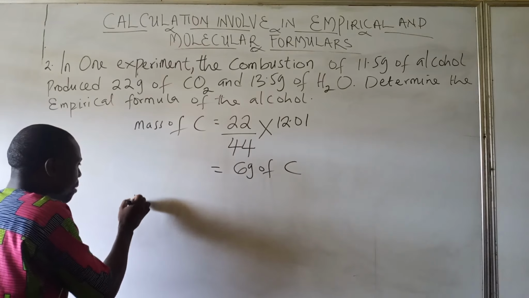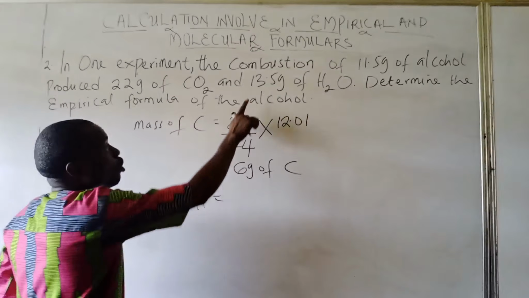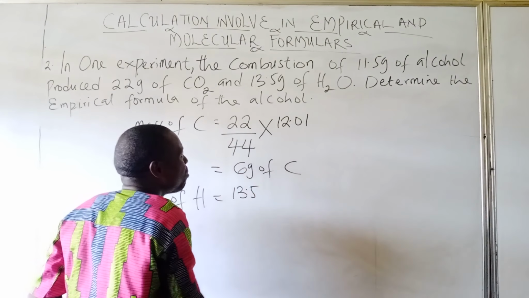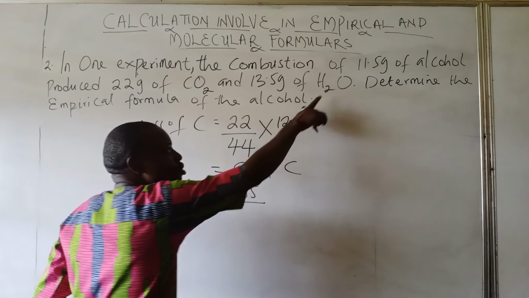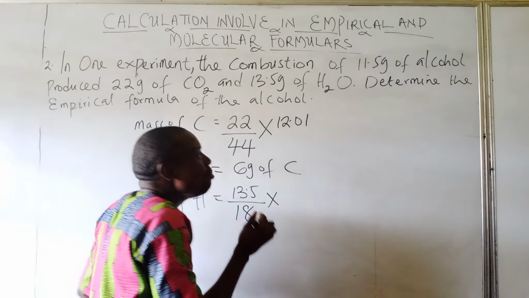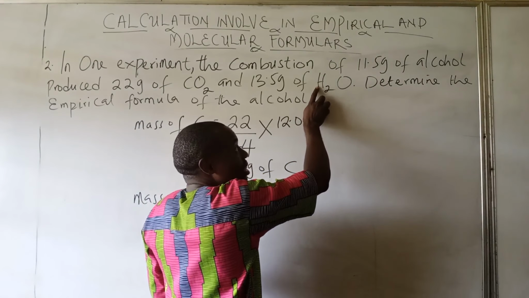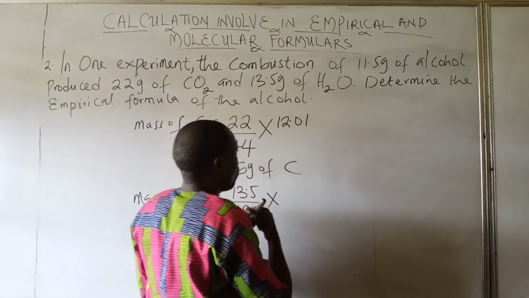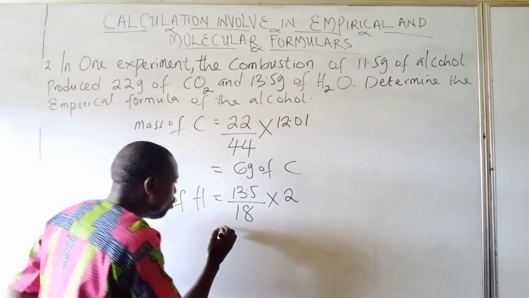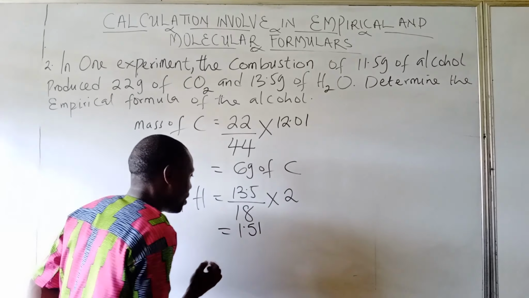Now the mass of hydrogen is also the same. So what do we do? It becomes the mass of water, which is 13.5 grams, over the molar mass of H2O, which is water, 18 grams per mole, times the molar mass of hydrogen in the compound. Hydrogen is 1.008 times 2. So times 2 here will give me 2. When you multiply and divide, you have 1.51.